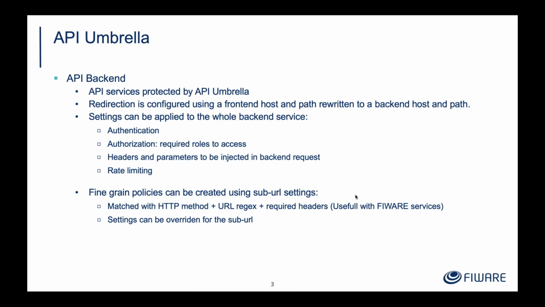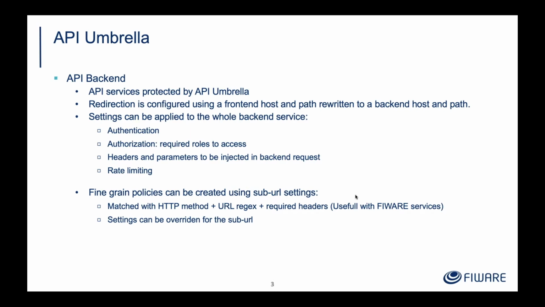So the first and most important thing that needs to be known regarding API Umbrella is the concept of API backend. An API backend is basically the API that you are going to secure with API Umbrella, all the API services that you are going to secure with API Umbrella.